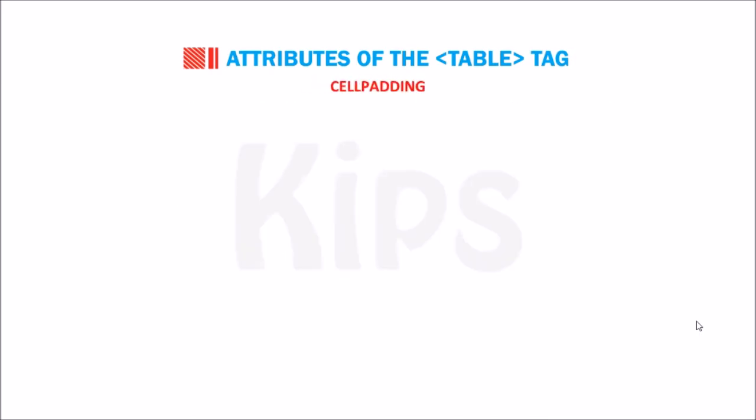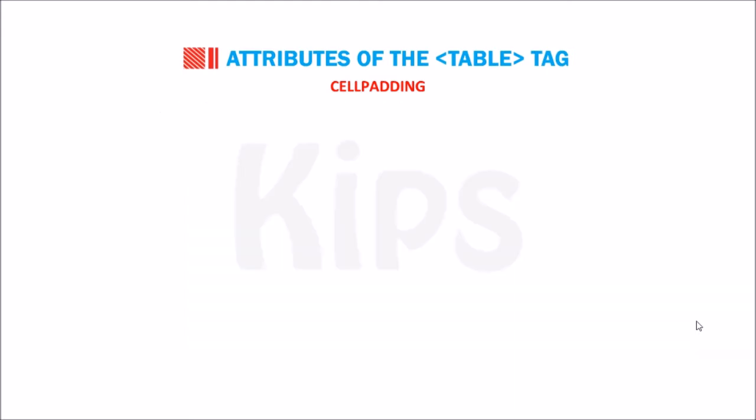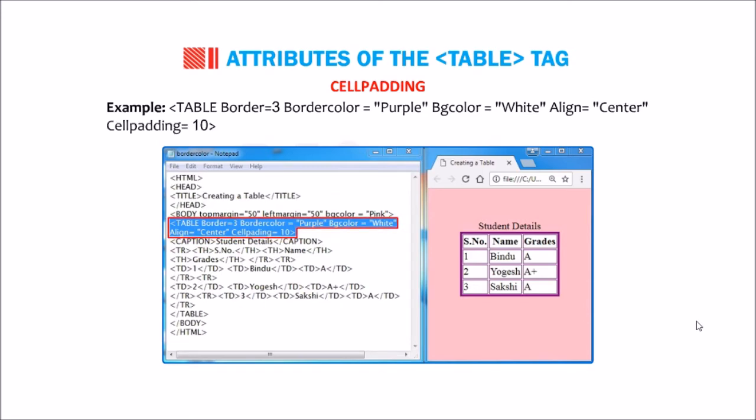Cell padding. This attribute sets the margins within a cell. It sets the amount of space between the cell border and the cell data. The value of this attribute is specified in pixels. Example: table border equals 3, border color equals "purple", background color equals "white", align equals "center", cell padding equals 10.